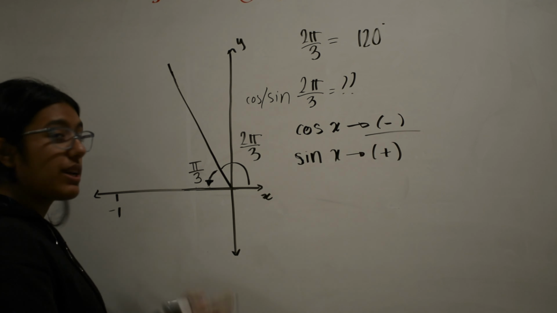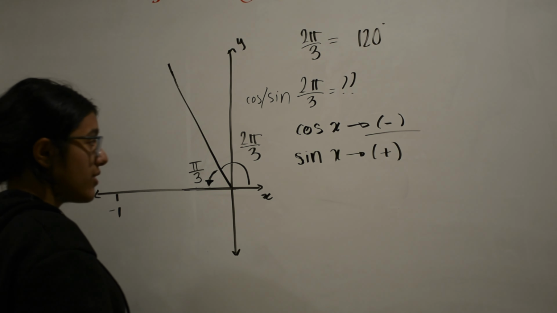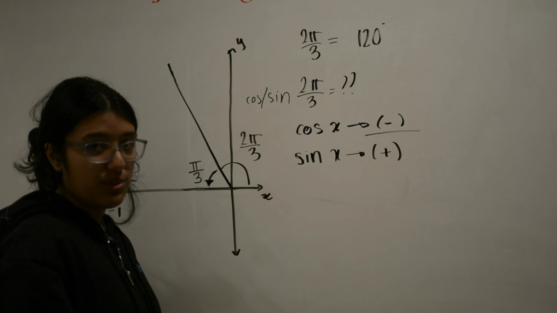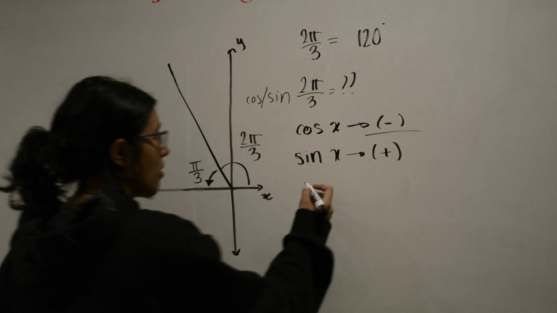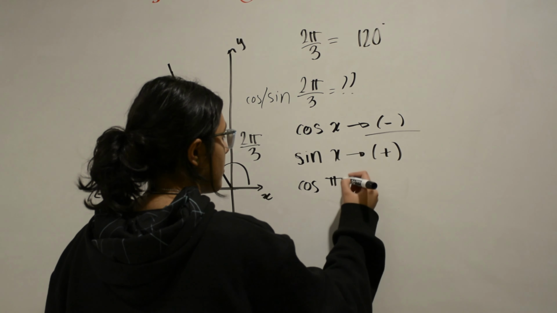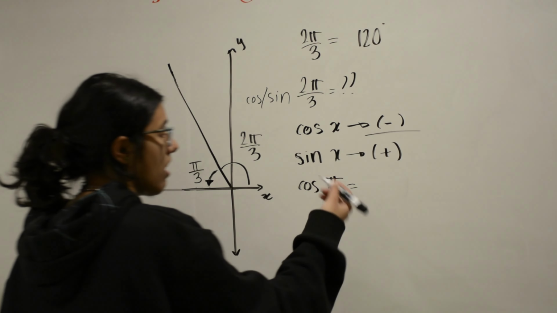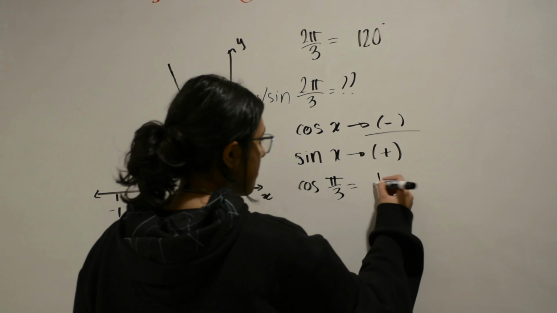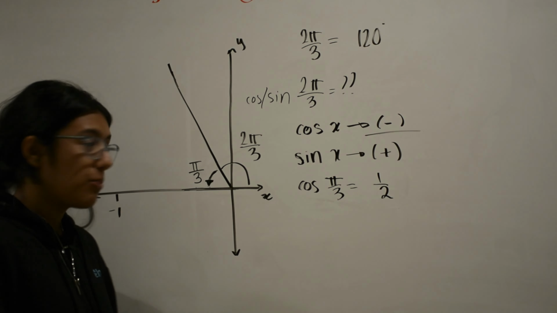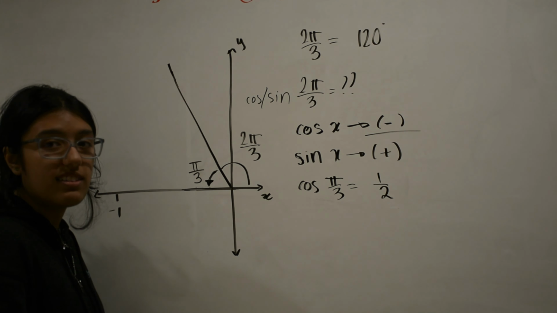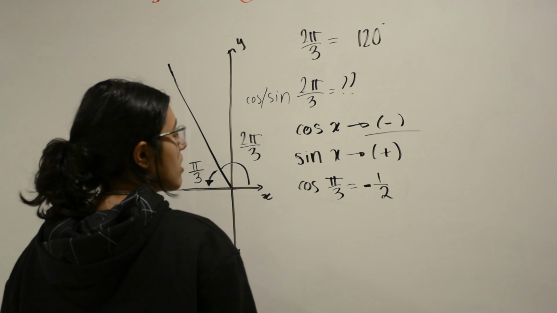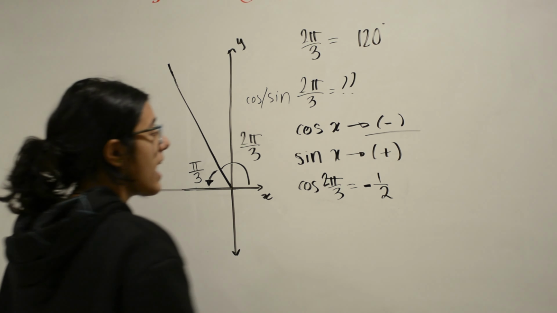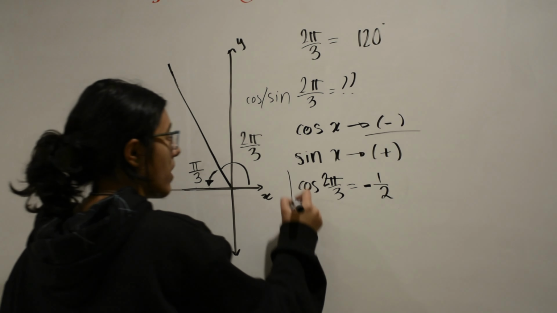Now that we have that, we can recall our values from that first quadrant we had. So now let's see cos of pi over 3. Well, cos of pi over 3 is essentially cos of 60, which is 1/2. But remember, we're in the second quadrant where cos is negative. So we have to put that negative sign. So now we get cos 2 pi over 3 is negative 1/2.